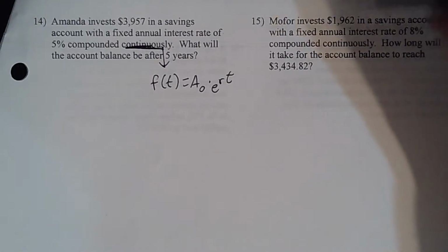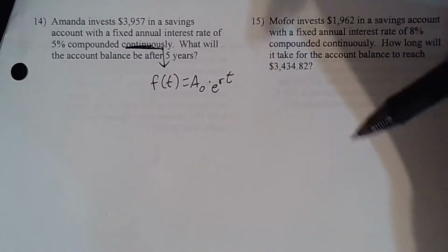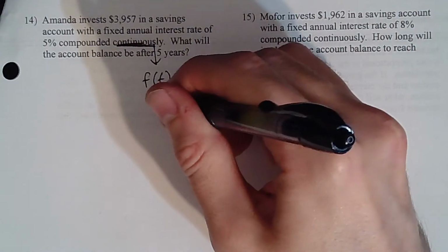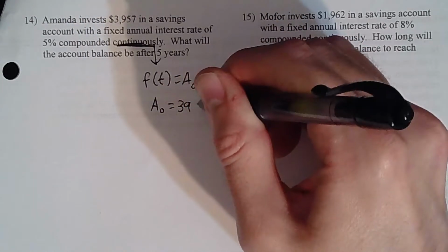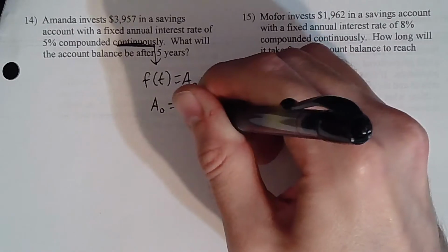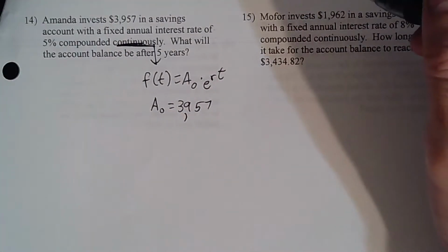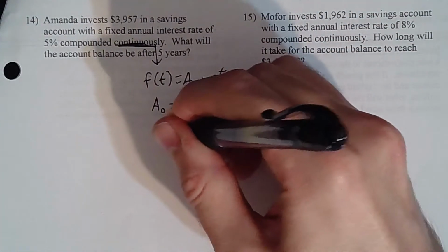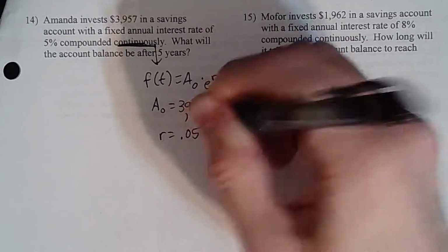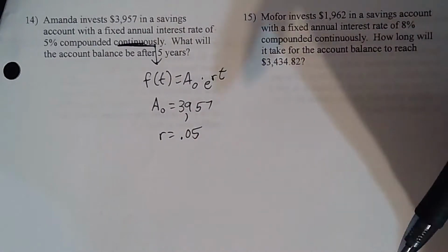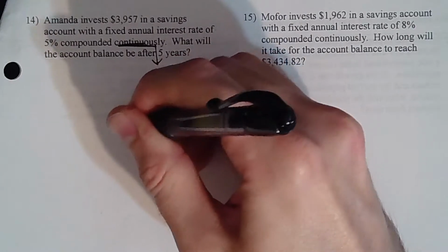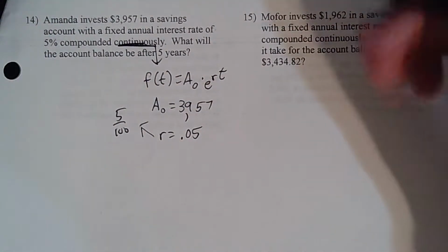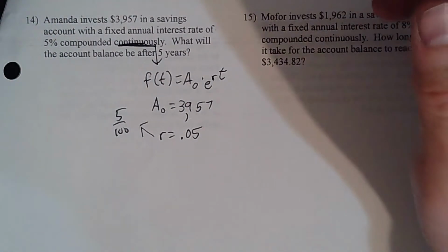So let's check out this problem. Amanda invests $3,957 in a savings account. So immediately, that's telling you that the initial value in the account, the A naught, the amount at time 0, is $3,957. Then it says an annual interest rate of 5%. So r is therefore 0.05. Be careful with that. Some people put 0.5 by mistake. 0.5 is 50%. So remember, what we're doing is we're doing 5 divided by 100. Doing it over 100, moving the decimal over 2 times.